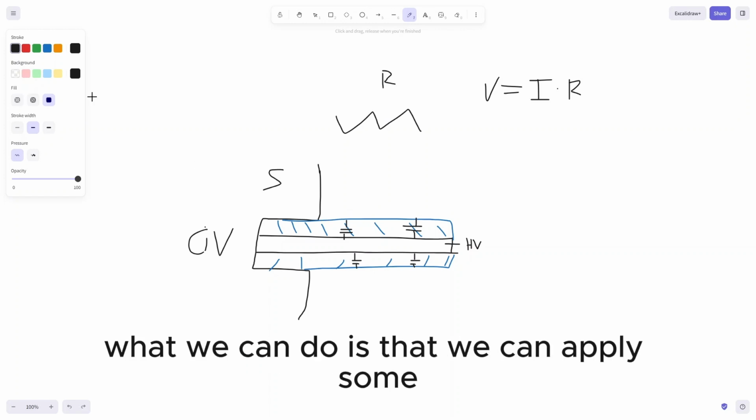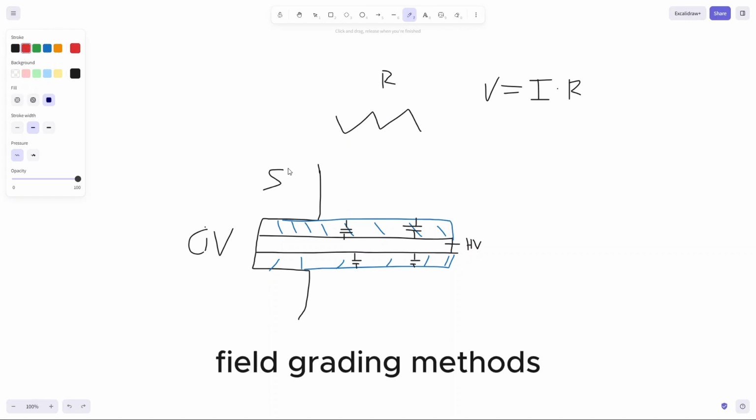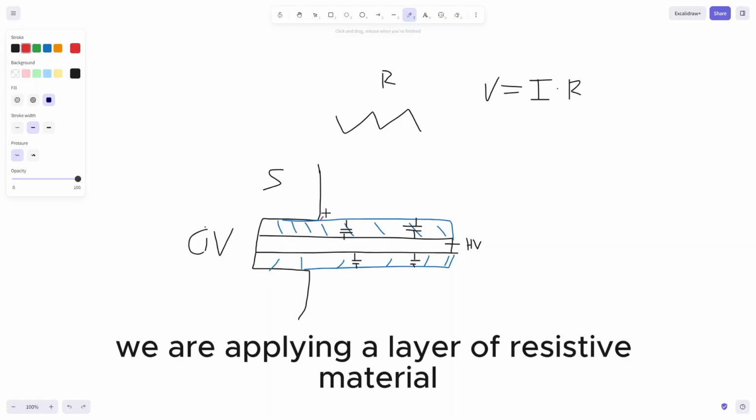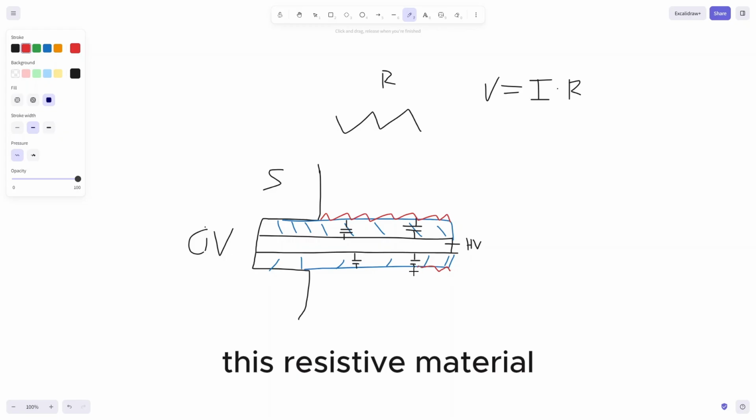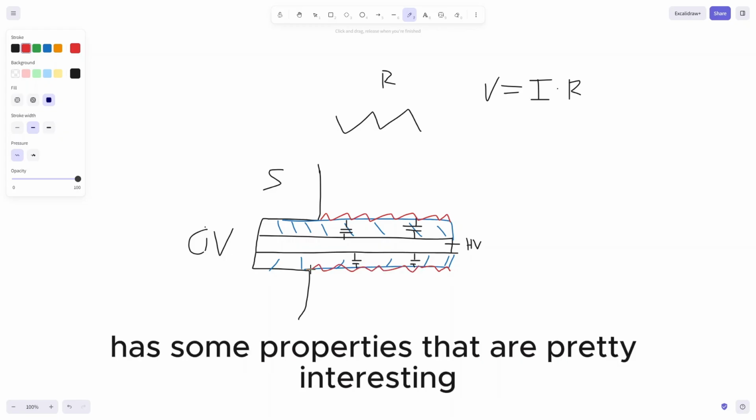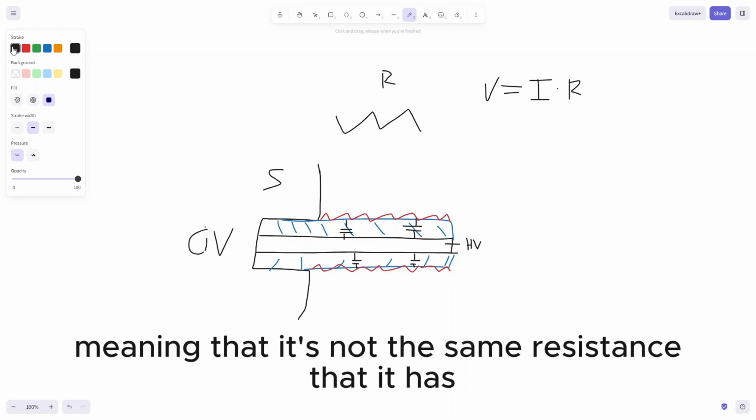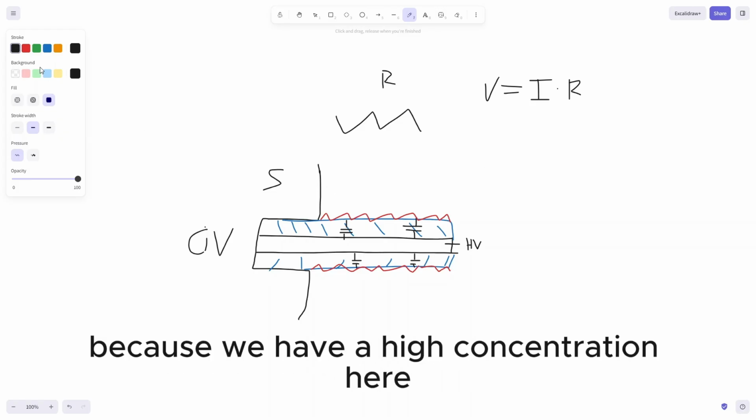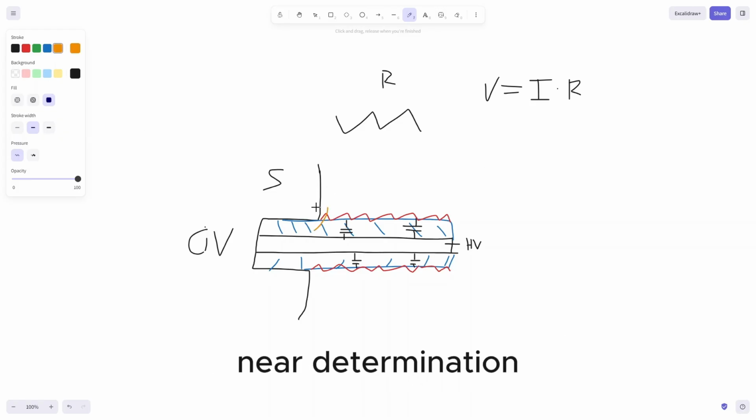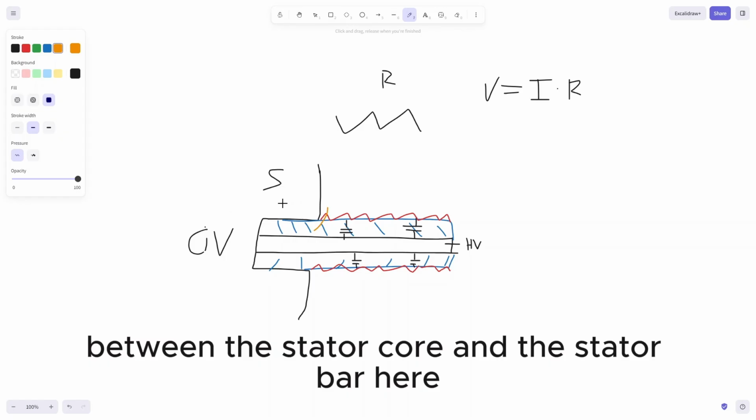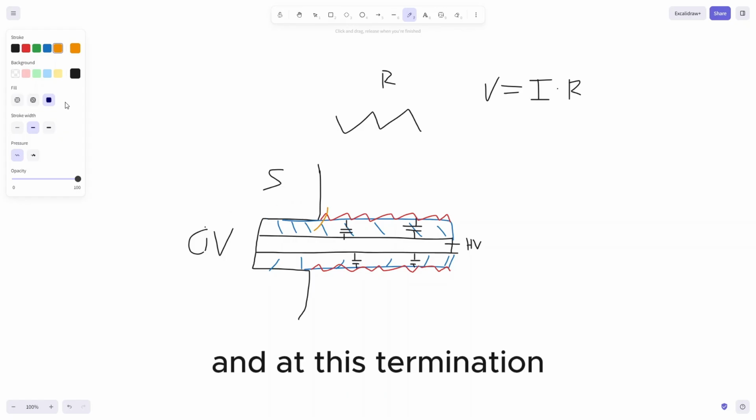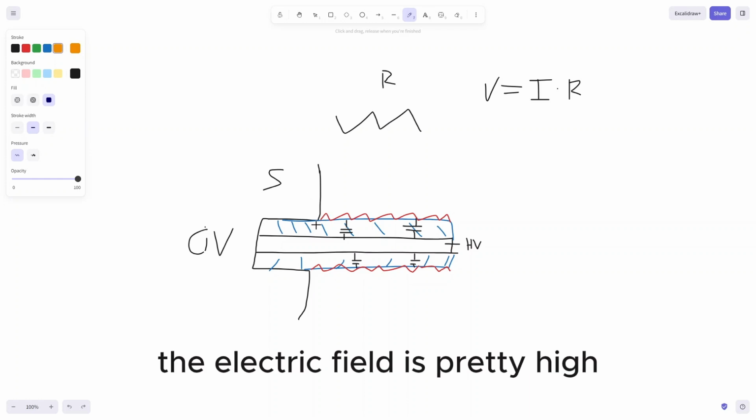And to make that happen, what we can do is that we can apply some field grading method. In this case, we are applying resistive field grading. And what we are doing is that up here, we are applying a layer of resistive material. And this resistive material has some properties that are pretty interesting. It's nonlinear, meaning that it's not the same resistance that it has depending on the electric field. And that is pretty smart because we have a high concentration here near the termination between the stator core and the stator bar here, conductor. And at this termination, the electric field is pretty high.